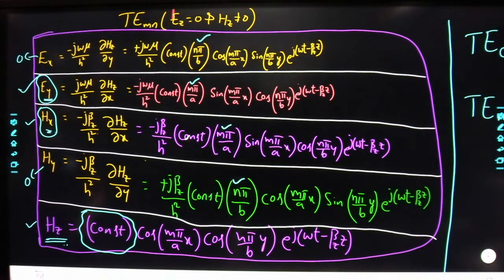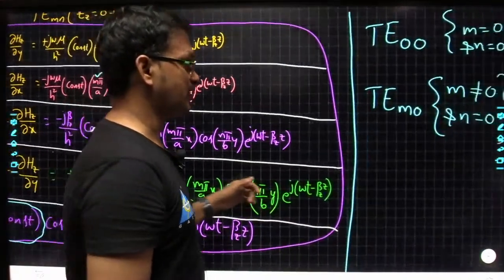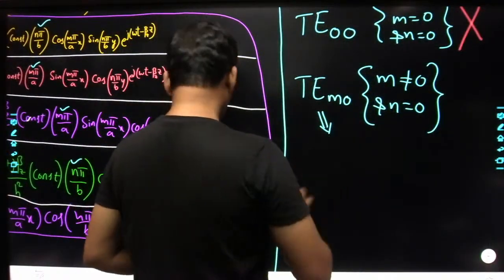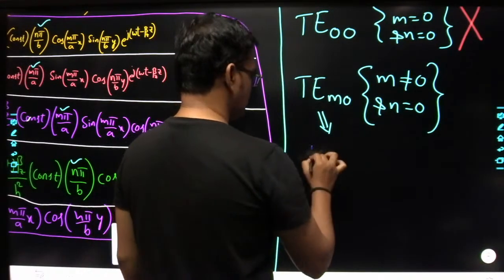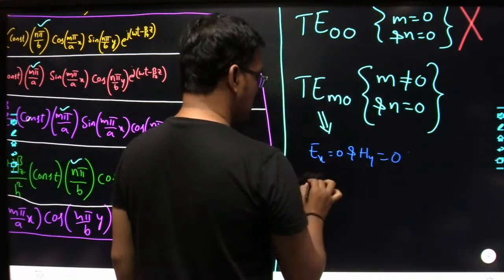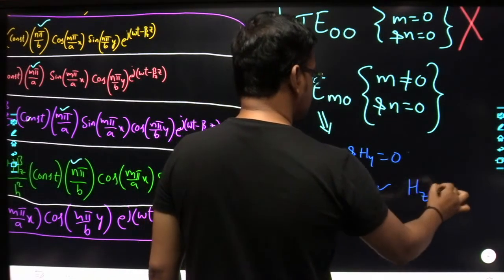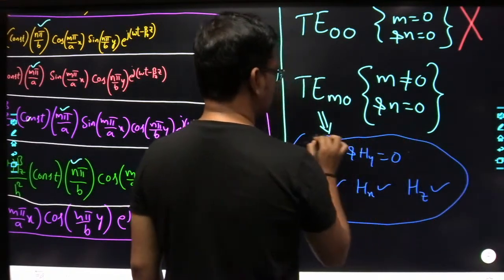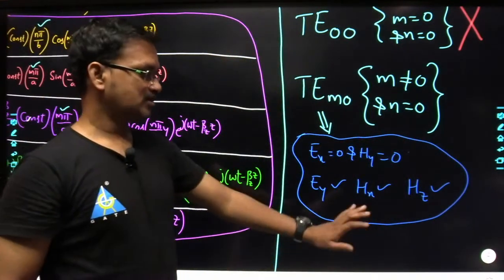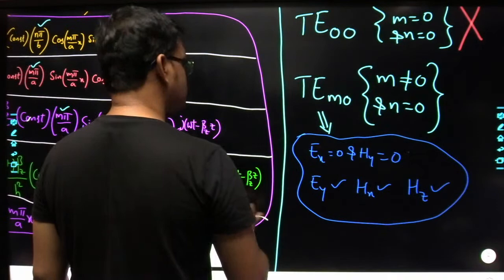Yes or no? So which means here in case of TE M0 mode, Ex is becoming 0, Hy is becoming 0, whereas Ey, Hx and Hz are present. Okay, so which means these modes are possible inside the waveguide here. So in TE M0 mode, what are the field components that are becoming 0? So Ex is becoming 0 and Hy is becoming 0. Right? What are the components that are existing? Ey is present, Hx is present, and Hz is also present. Hz must be present here because already Ez equal to 0. Okay, Hz must be present. Right? So TE M0 mode is possible here.